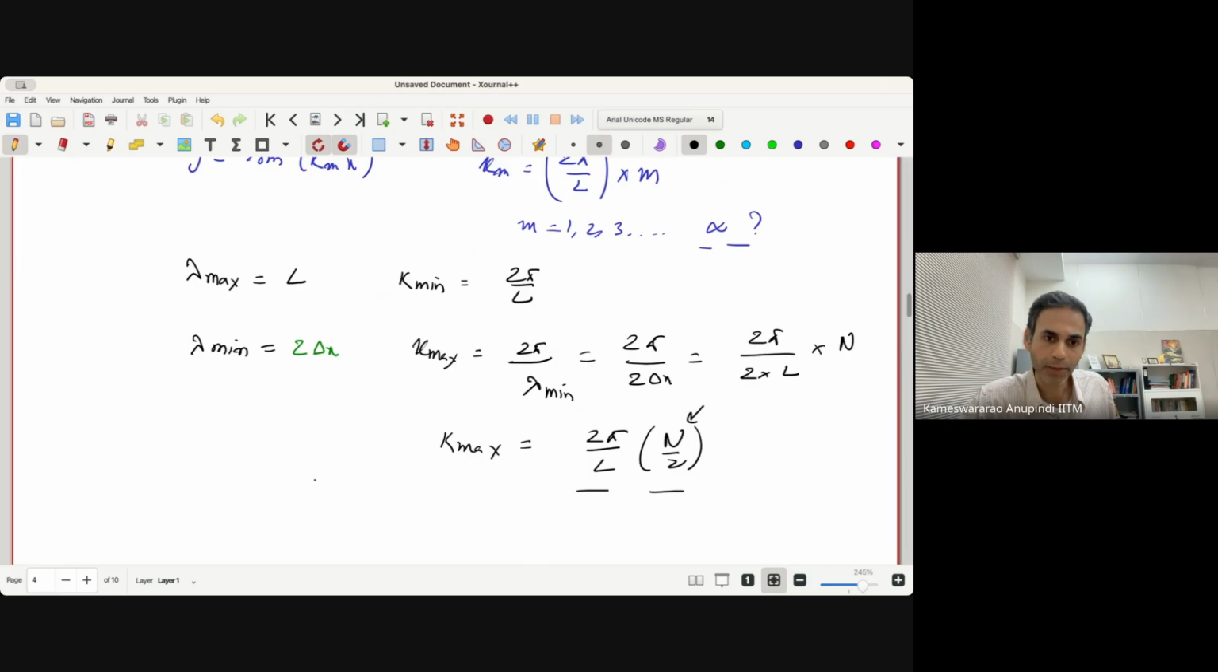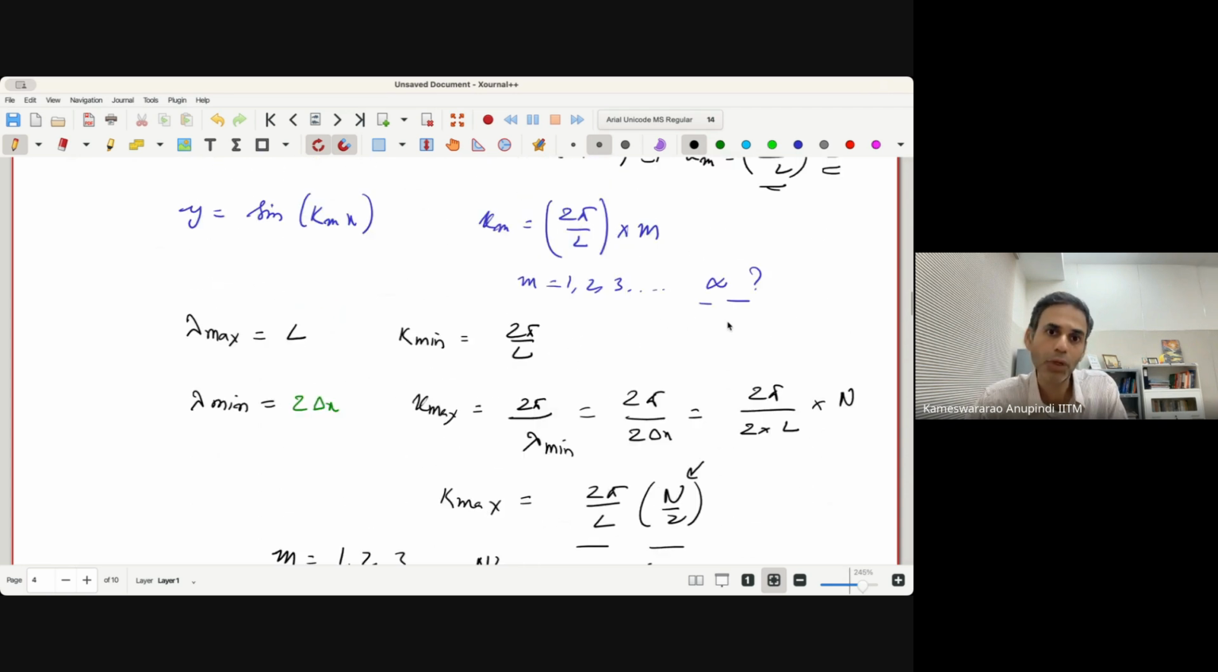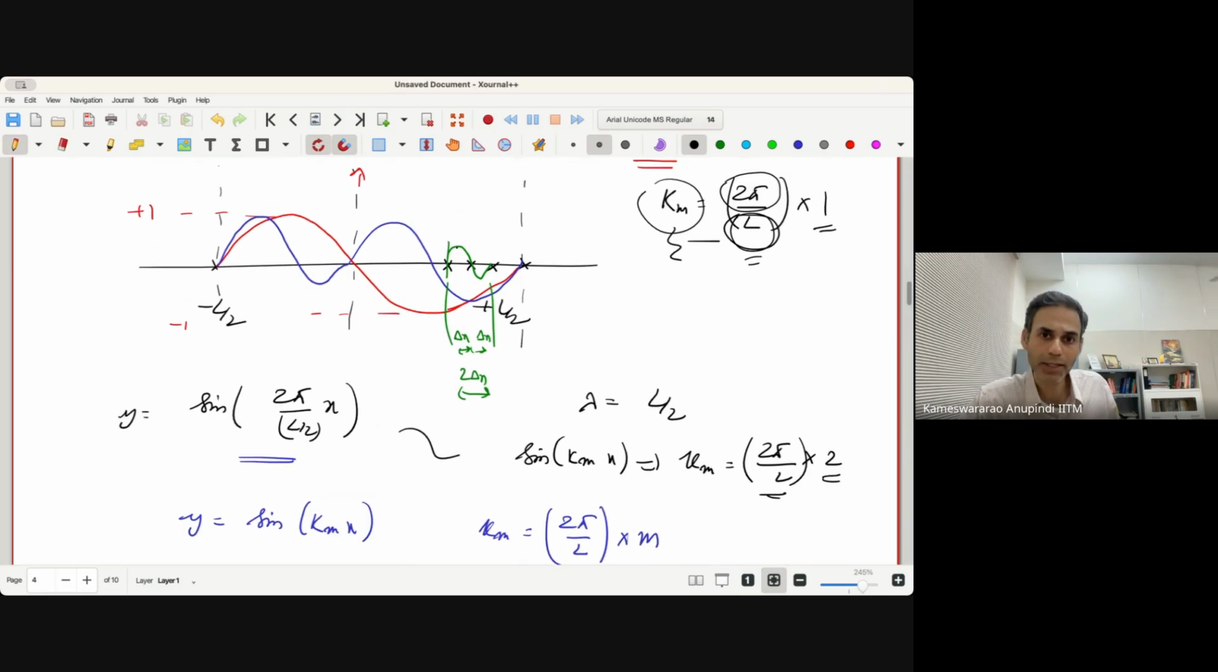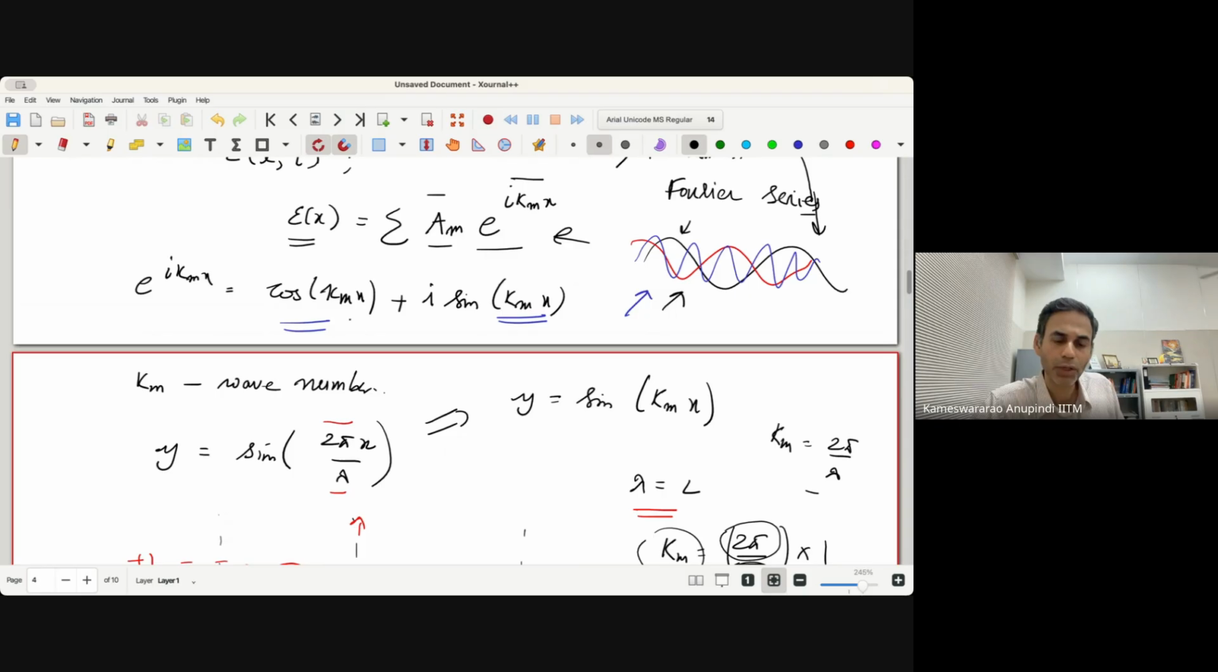So m can go from 1, 2, 3 all the way to n by 2, where n is the number of grid points. So we can have up to n by 2 wave numbers, 2 pi by L times n by 2, that we can fit in, but nothing beyond that, because that is going to be one period. Those are the two limits that we can have on km or m, which goes from 1 to capital N by 2. Any questions so far on this? I think we have done this before, but I'm just trying to explain this again.